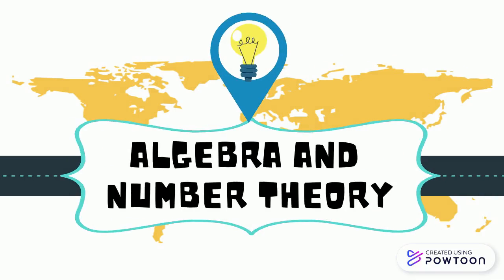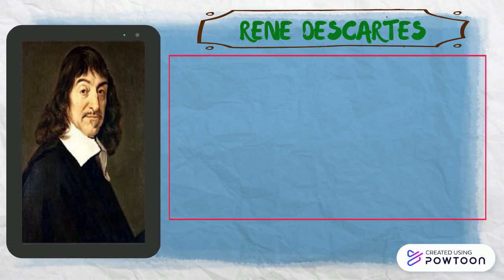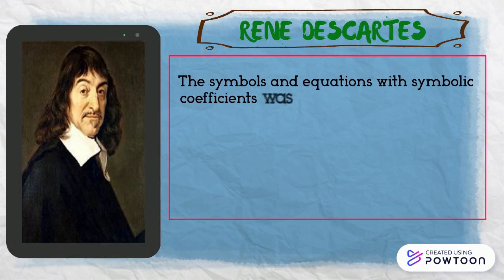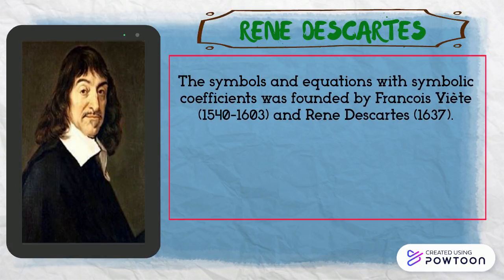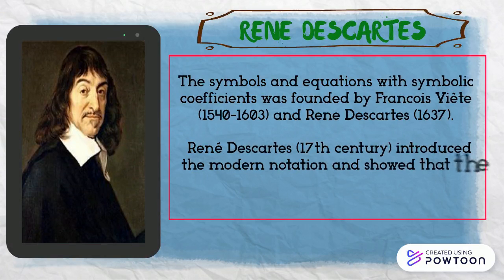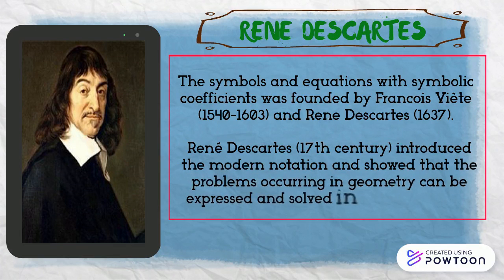Algebra and number theory. The symbol and equation with symbolic coefficient was founded by François Viète and René Descartes. René Descartes introduced the modern notation and showed that problems occurring in geometry can be expressed and solved in terms of algebra.